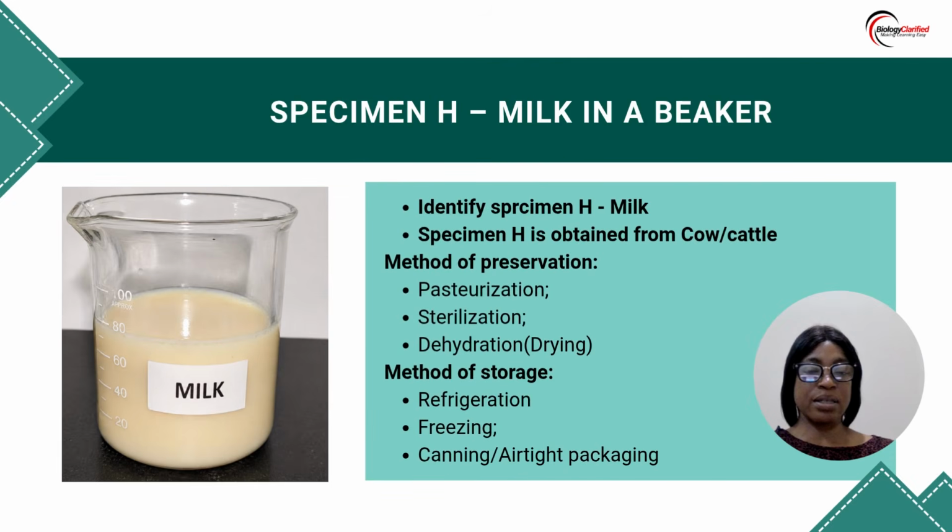So this is a specimen that has milk in a beaker, and it's obtained from cow. Method of preservation of specimen H: pasteurization, sterilization, dehydration. Dehydration means drying. And then method of storage. Don't go and be mistaking preservation with storage. So refrigeration, freezing, canning, or airtight packaging.